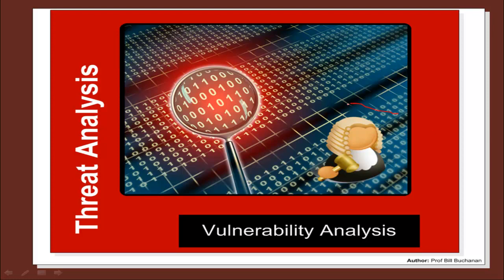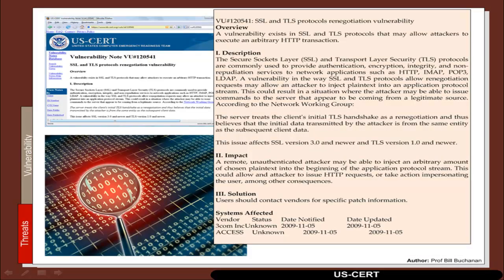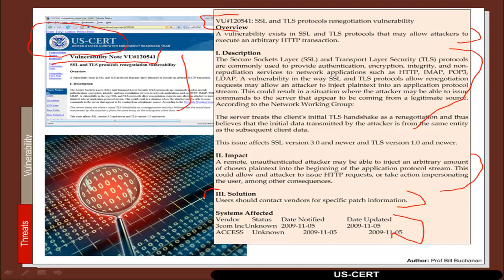Okay, so if an organization wants to be safe from external and internal threats, then sometimes they need to perform a vulnerability analysis to make sure that their systems are watertight. So certain organizations publish these vulnerabilities on a regular basis, such as US-CERT, and they have numbers, a vulnerability note number, and publish them on a website. So in this case we have a vulnerability number, a basic overview of it, a description of it, the impact, a solution, and then the systems that are actually affected. So it's important for organizations to keep up to date with these things and hopefully to patch their systems so that they are not exposed to external threats.